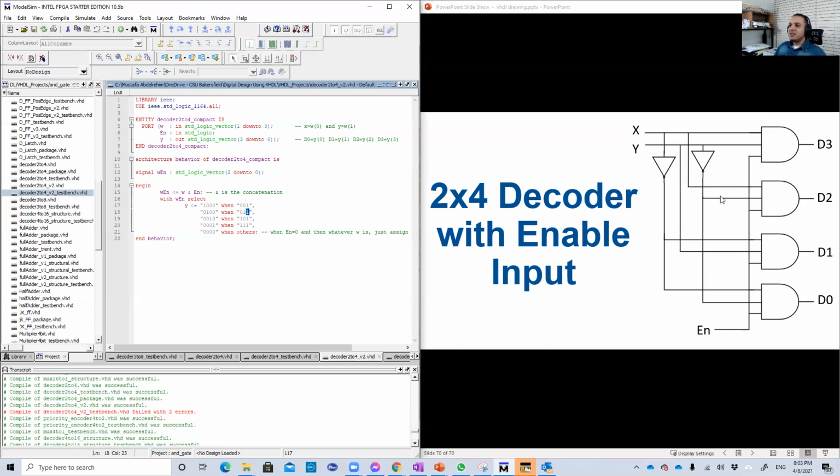Then D2 is 1. That's basically the output in that case, 0010. When X is 1, Y is 0, and the enable is 1, again 0100. And finally, D3 will be 1 when X is equal to 1, Y is equal to 1, and of course the circuit is enabled. Then, if enable is 0, whatever X and Y, the output should be 4 zeros.